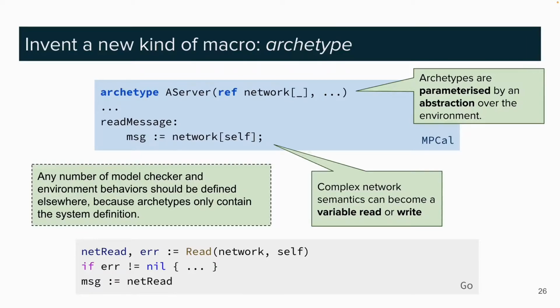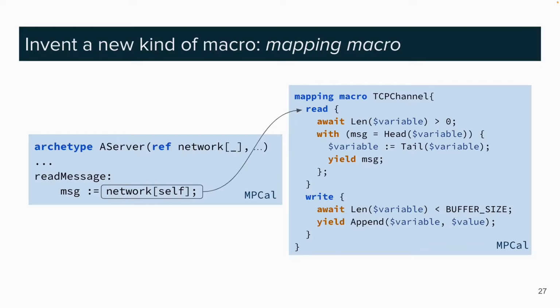Also, if we take a look at the Go code, we can see that it's now possible to have an automatic Go compilation, because now in addition to self and MSG variables, we also have access to the network variable, which allows us to actually implement the networking semantics. We said that model checker and environment behavior should be defined elsewhere. So here is their place.